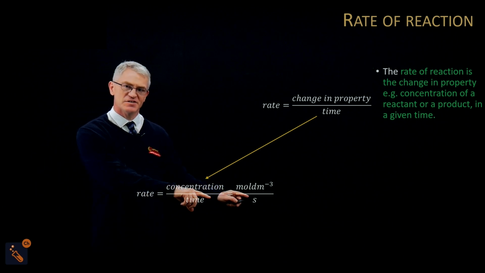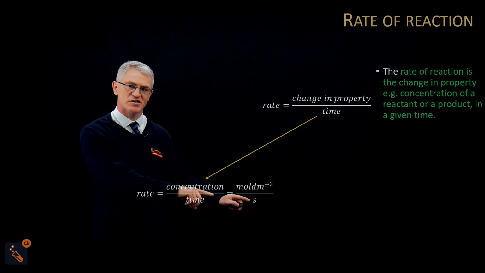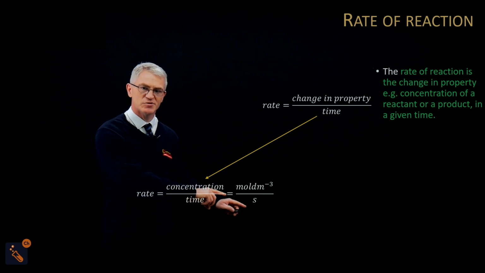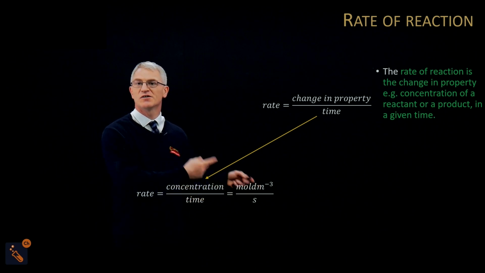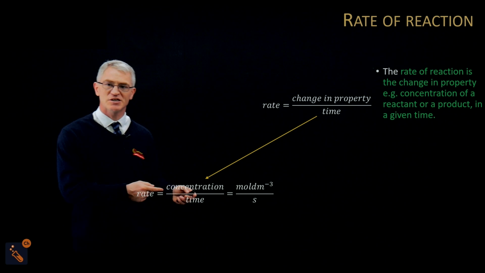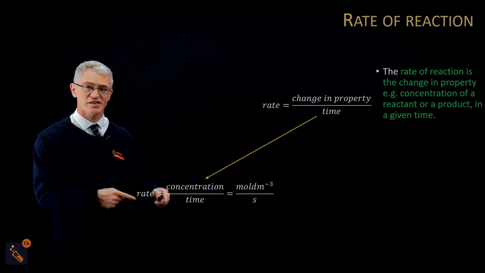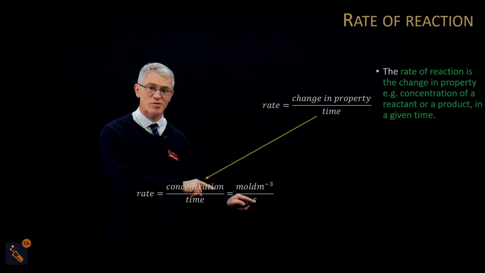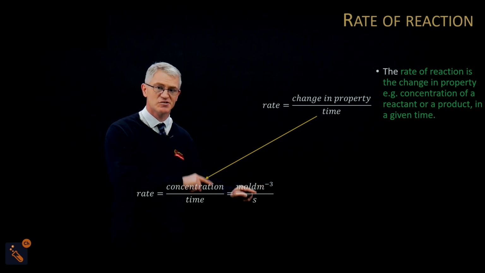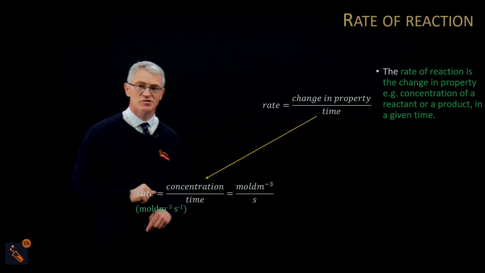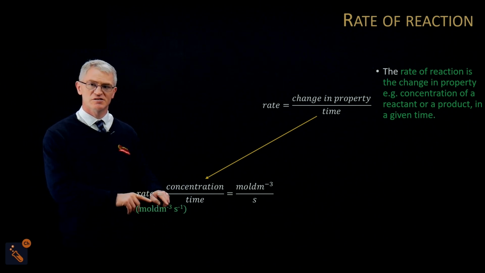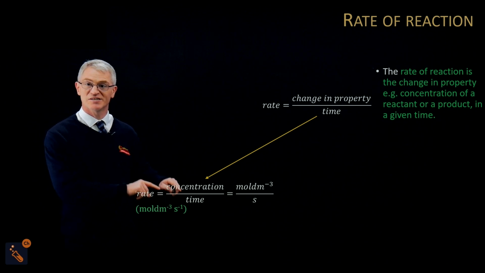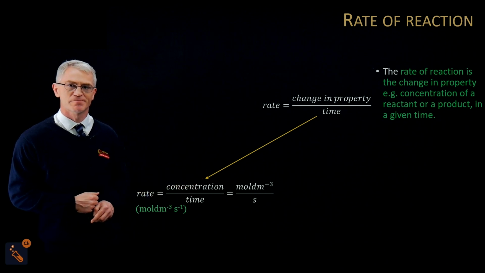Now, if this is the case, you look here and you go, right, seconds is at the bottom, I need it to be at the top, and if I move it from the denominator to the numerator, it's like timesing it by -1. And that means you can create the units for rate, because it would be moles decimeter -3, and then remember we're timesing it by -1 to get it to the top, so that would be seconds -1. So we have moles per decimeter cubed per second, or moles decimeter -3 seconds -1. Doesn't matter how you say it.